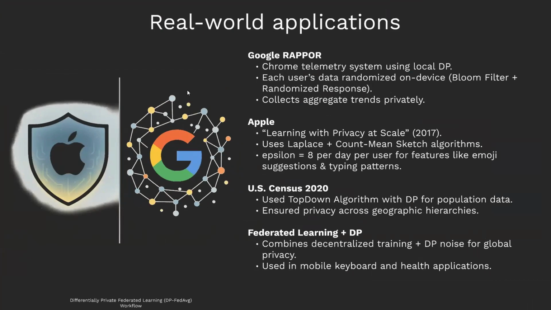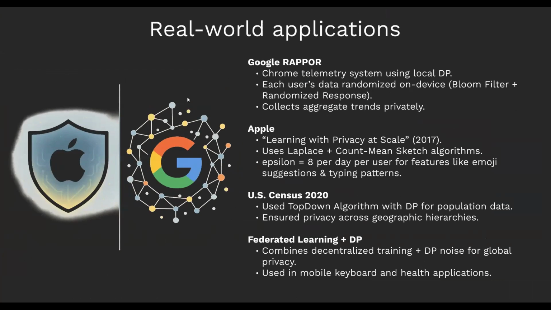Having explored the theoretical and algorithmic foundations of differential privacy, let's now look at how these ideas are applied in real world systems and how they integrate with advanced learning paradigms like federated learning. For industry adoption, differential privacy isn't just an academic concept. It's already being used at a massive scale by leading organizations such as Google, Apple, and the US Census Bureau. Let's briefly look at how each of these systems implements differential privacy in practice.